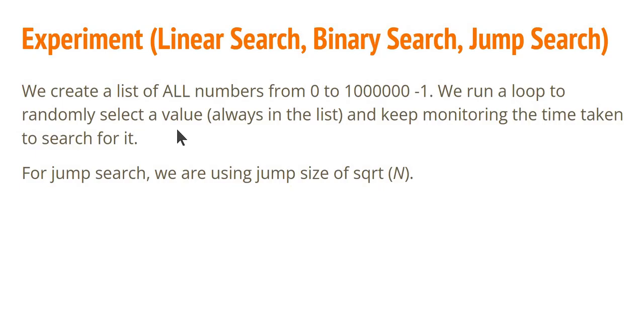So we are creating a list of all numbers between 0 and approximately a million. So this list is a million long. Now we run a loop through this. We select a value at random, which is always in the list. And then we keep monitoring how long it takes to search this with linear search, binary search, and jump search. And for jump search, we use square root n as the block size because, as we have seen, that's optimal. That makes it root n scaling in terms of complexity.